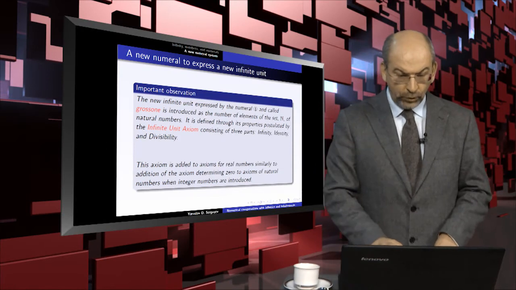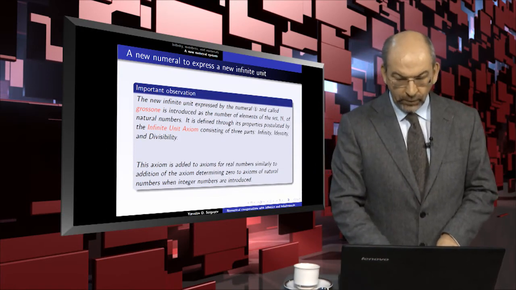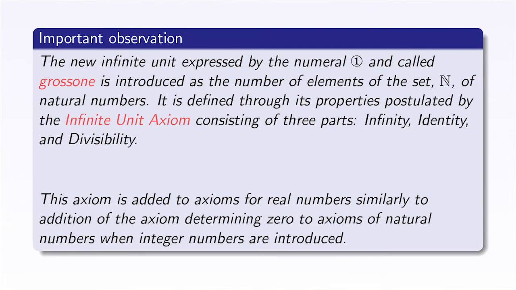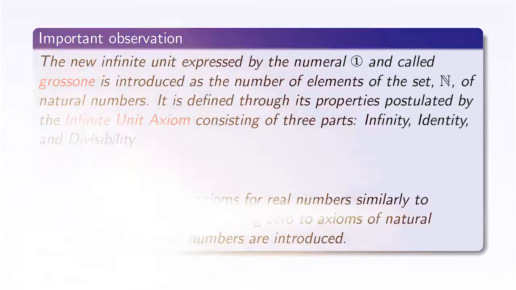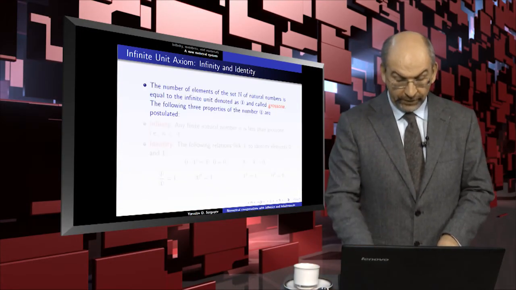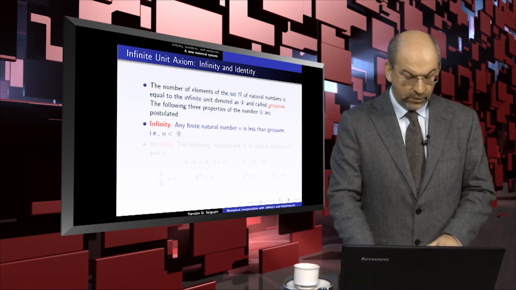So, we introduce a new numeral, this one, and this numeral is called grossone, and it is introduced as the number of elements of the set of natural numbers. It is defined through its properties postulated by the infinite unit axiom added to the axioms for real numbers. So what is this axiom? Very simple.